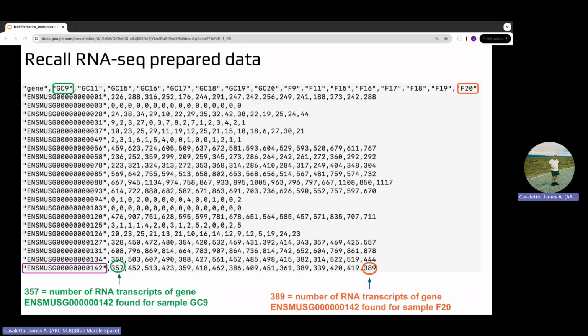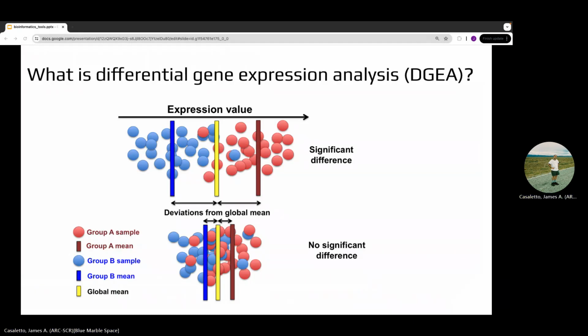Recall RNA-seq prepared data. After the RNA transcripts have been prepared, their counts are stored in a table such as what is shown in the slide. In this slide, ground control sample GC9's gene 142 has 357 transcripts, whereas flight F20's count for the same gene is 389. Is the collective difference between all the ground control samples and all the flight samples statistically significantly different for this gene or any other gene? That's the question that differential gene expression analysis answers.